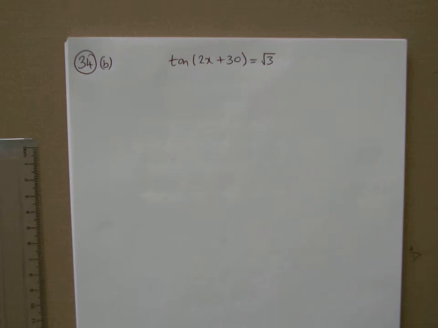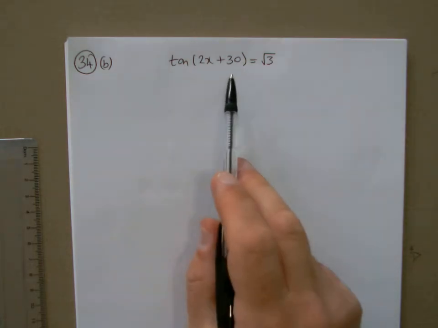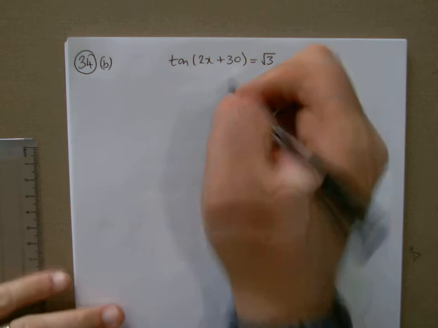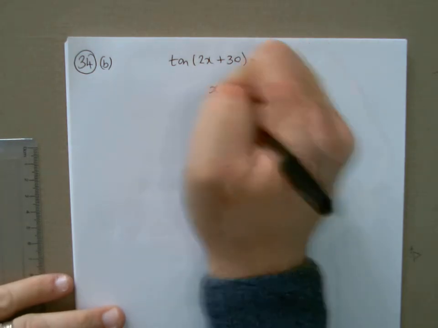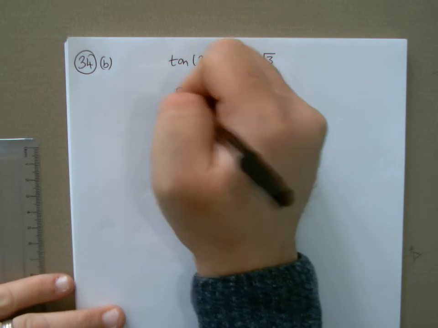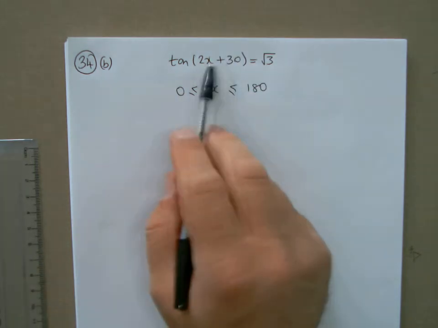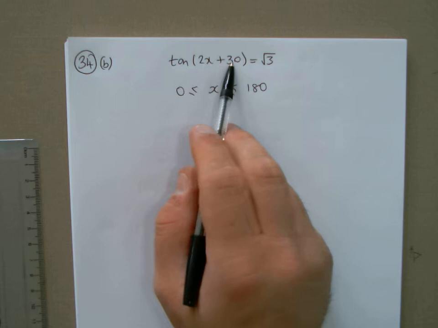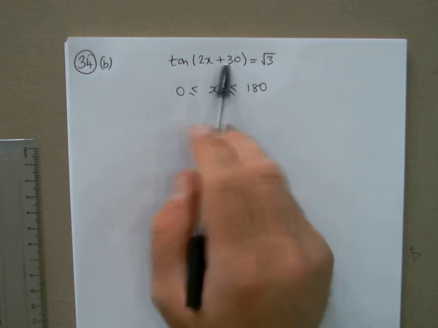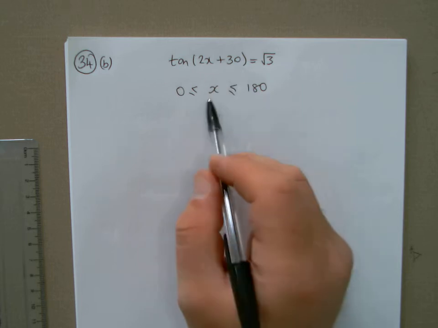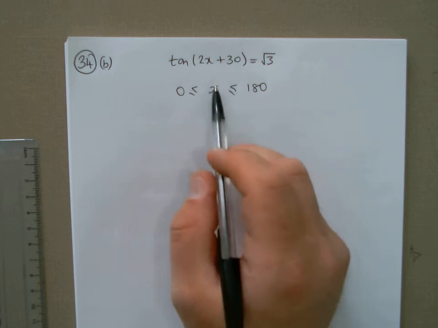Right, so with this question, we need to solve this in a range of 0 to 180. What I would do to start with is write down what my range is, because we need to adapt our range, simply because it's not tan of x, is it? It's tan of 2x plus 30. So let's adapt our range so that it's in terms of this, 2x plus 30. Let's take a bit of time, don't just do it in one go.